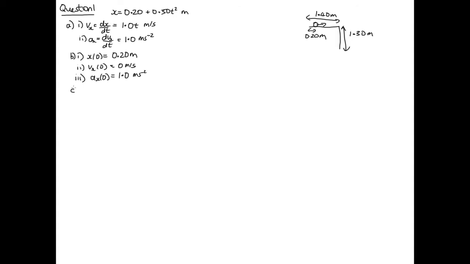And then part C says, at what time does the car fall off the right-hand side of the bench? So we want to know at what time is x equal to 1.40, because the end of the bench is at 1.40. So we've got 1.40 is equal to 0.20 plus 0.50 t squared. And so we're trying to solve this to get t. So this tells us that 0.50 t squared is equal to 1.4 minus 0.2, so that's 1.20. So t squared is equal to 1.2 divided by a half, or 1.2 times 2, so 2.40.